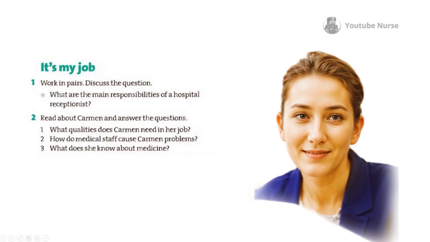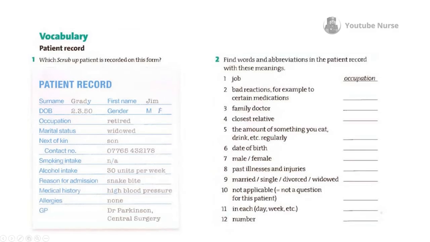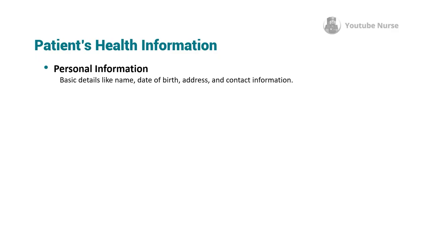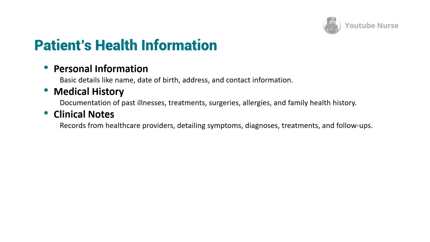As you see, the patient record, often referred to as a medical record or health record, is a detailed compilation of a patient's health information and history. It includes: 1. Personal information. Basic details like name, date of birth, address, and contact information. 2. Medical history. Documentation of past illnesses, treatments, surgeries, allergies, and family health history. 3. Clinical notes. Records from healthcare providers detailing symptoms, diagnoses, treatments, and follow-ups.